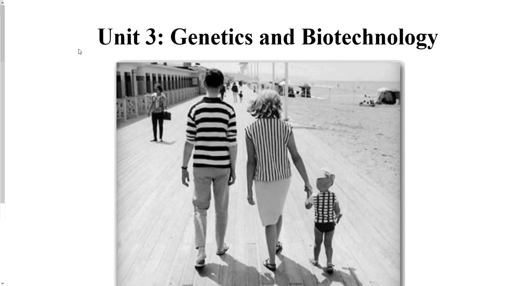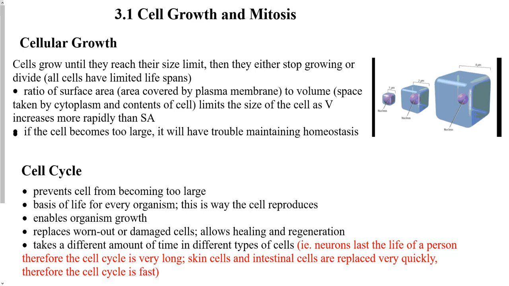So just a quick little cartoon thing there. Okay, so cell growth and mitosis is what we're going to look at first. Cells grow until they reach their limit size, okay? They either stop growing or they divide. Cells can only get so big. What tends to happen is the bigger the cell gets, think about diffusion, right? The further things have to diffuse inside the cell. So actually the cell gets to a point where getting too big is a problem.